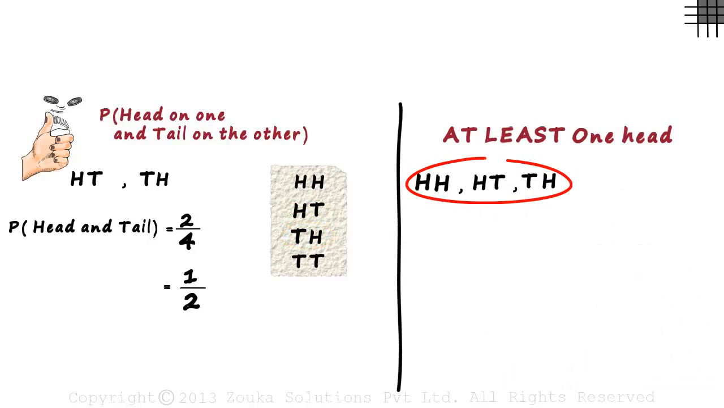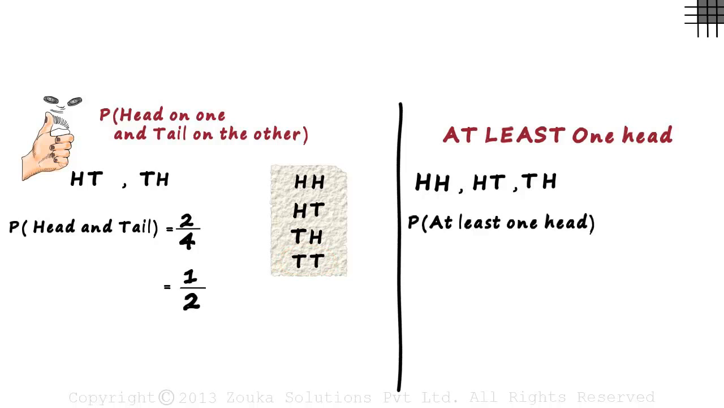These are the 3 ways in which we can get at least one head. In the 4th possibility, there is no head. So we can write the probability of getting at least one head as 3 by 4. 3 ways out of a possible 4.